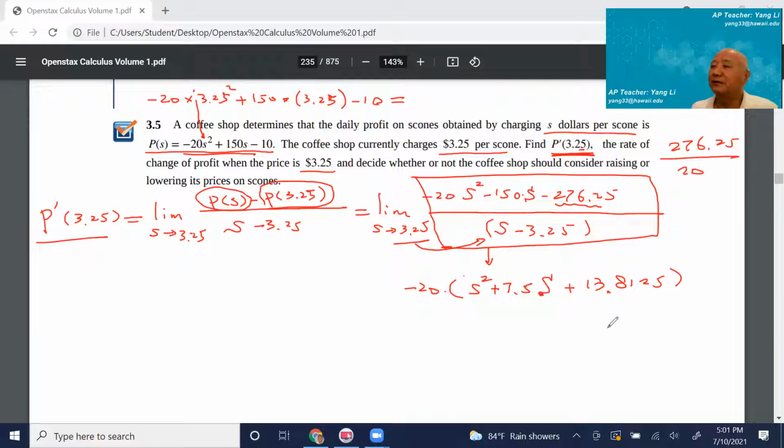13.8125. A little bit complicated number, right? And then you divide it by s minus 3.25. Be careful here. You can double check. You go this one times this one, that will be what? Oh, wait a minute, they copied it wrong. So this is plus right here.